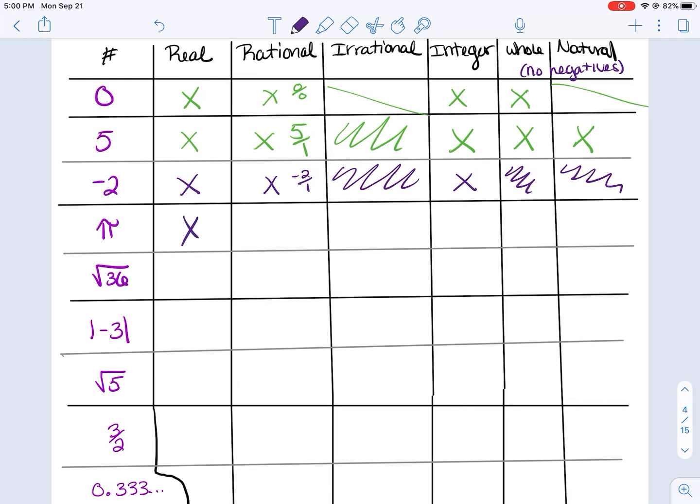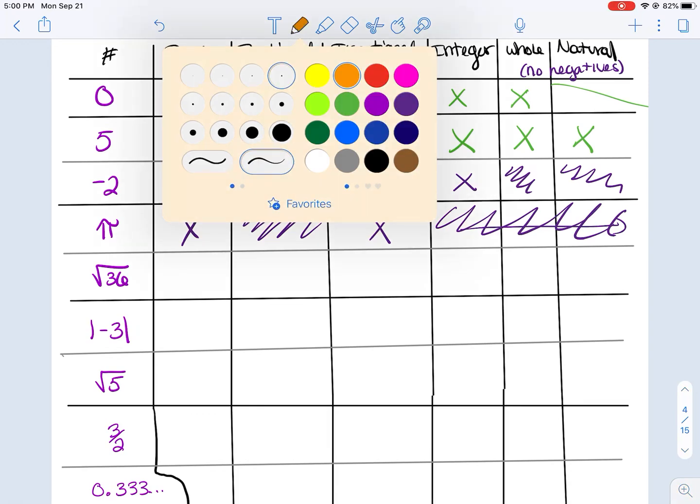Pi. Pi is a real number. Pi is not rational, though. It is irrational. And remember, if it's irrational, it can't be any of these other things, because all of those three things, integer, whole, and natural, fall under rational numbers. So if it's irrational, that's all we have to check.